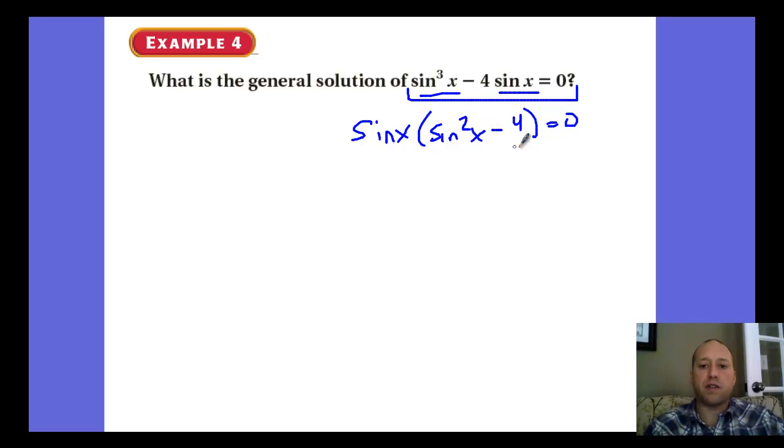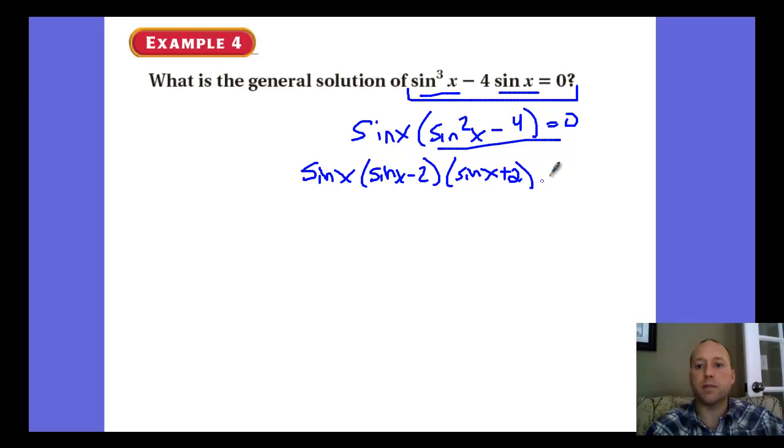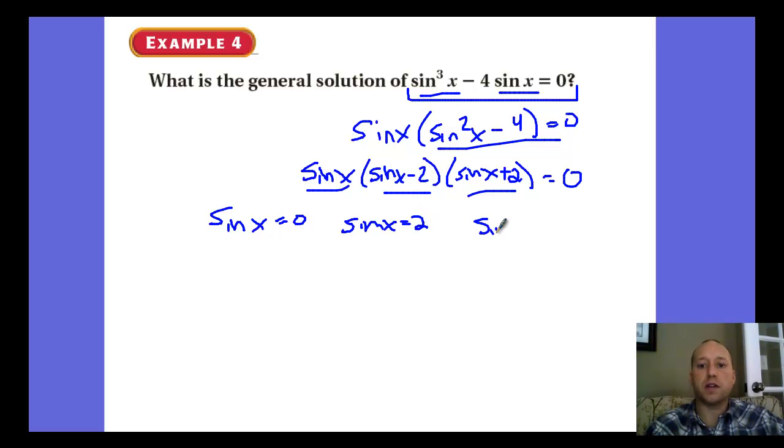And then once we have our factors, and actually I see I can factor this again, so I can make that as sine x times sine x minus 2 times sine x plus 2 as a difference of perfect squares. So I can set each of these factors equal to 0 then. So sine x equals 0, sine x would equal 2 for this one, and then sine x would equal -2. Now, for these last two, sine is always between -1 and 1, so these two are not possible. There's no solutions for those.